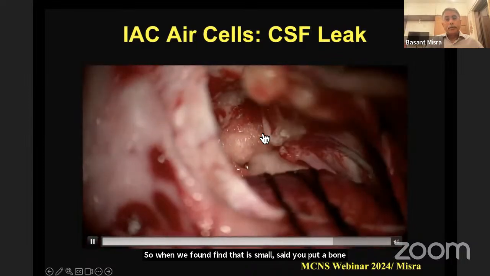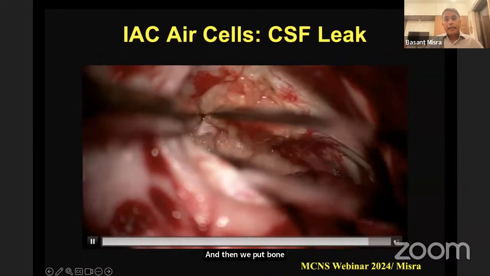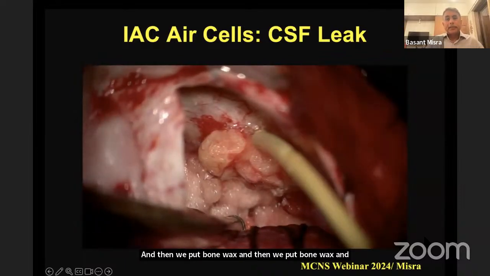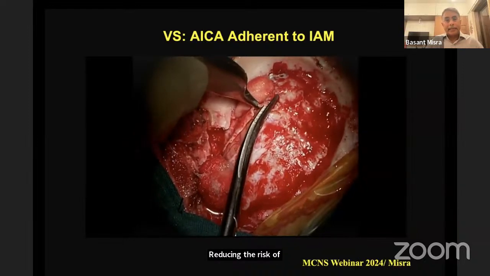And then we put fat, bone wax, and then fat, a sandwich technique, and then put some glue there. And that takes care of reducing the risk of CSF rhinorrhea, which can be a killer.